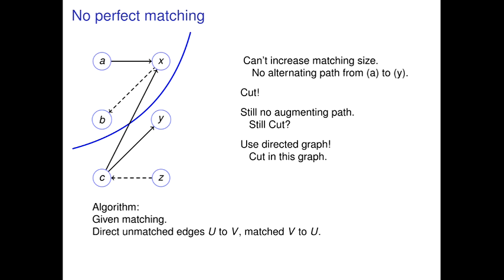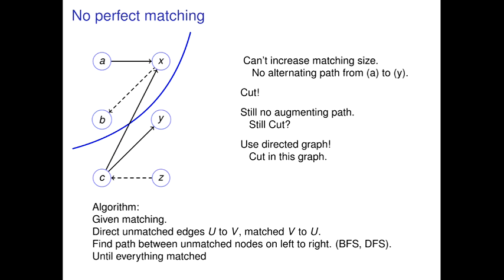So this is a matching. Given a matching, you can direct all the edges from U to V, and you find a path, and then we go back to 61B and do depth first search or breadth first search until everything is matched. Or you output the cut. And this cut is a proof that you can't do better, right?